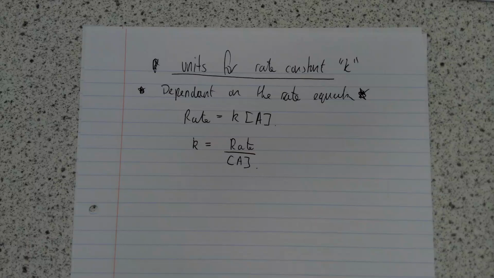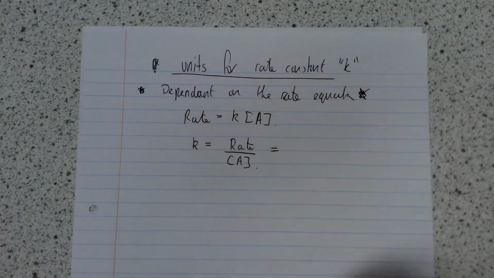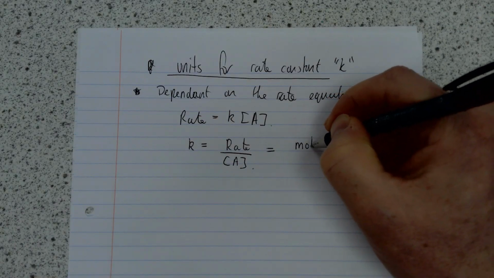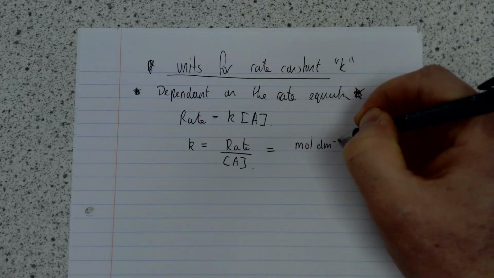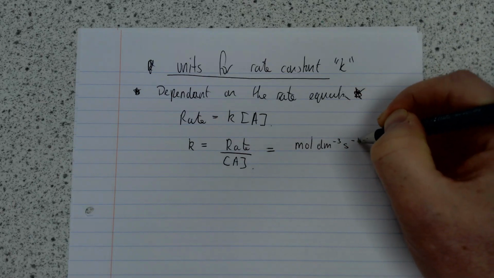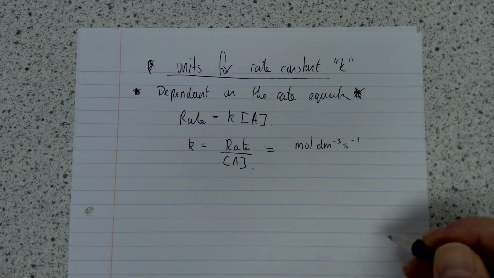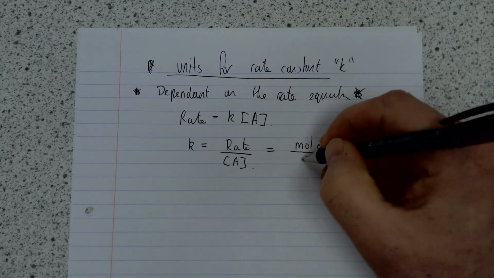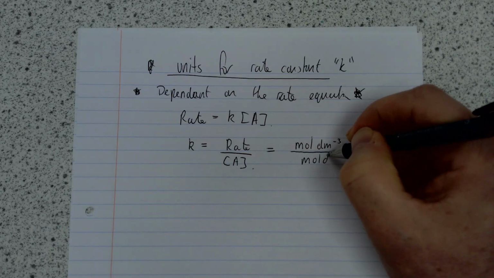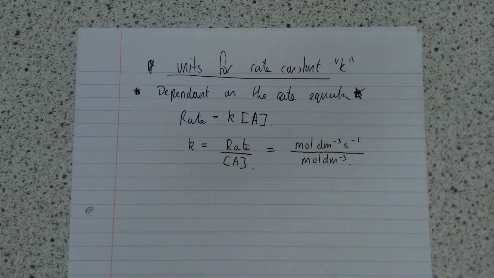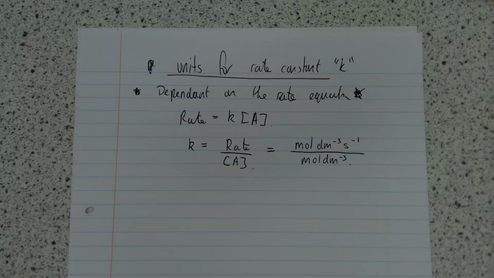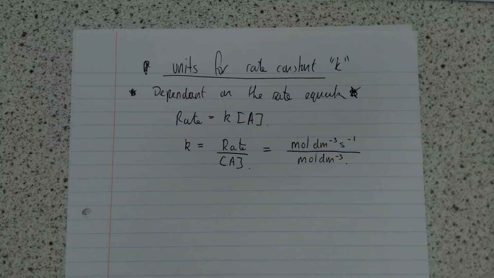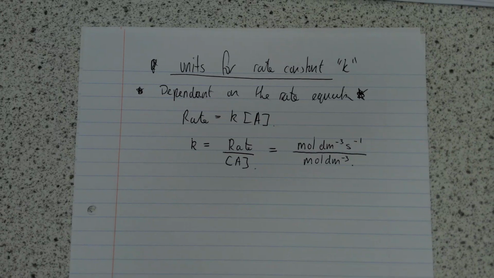Well, you can work them out depending on the units for rate and concentration. But the units for rate are always going to be the same. They're moles per decimeter cubed per second. That's always going to be the same, and you need to be confident and comfortable with that. And the units for concentration are always going to be moles per decimeter cubed. And so to work out the units for K, all we've got to do is cancel out. Just put your pens down for a second. Let me just walk you through a couple of these, then you can write up.